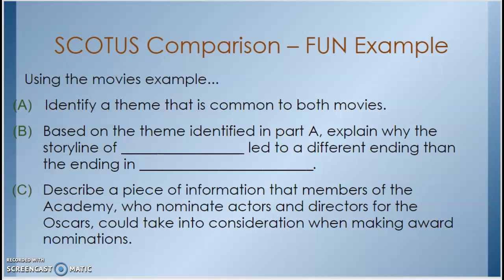And C, describe a piece of information that members of the Academy, who nominate actors and directors for the Oscars, could take into consideration when making award nominations. See, that's an outside fact that they're bringing in.